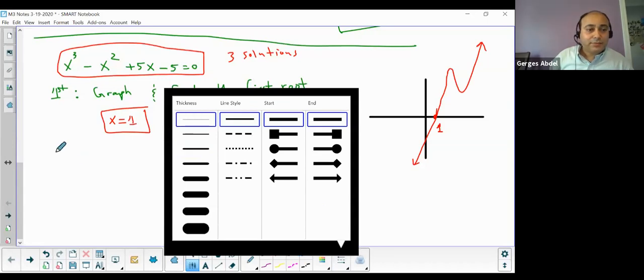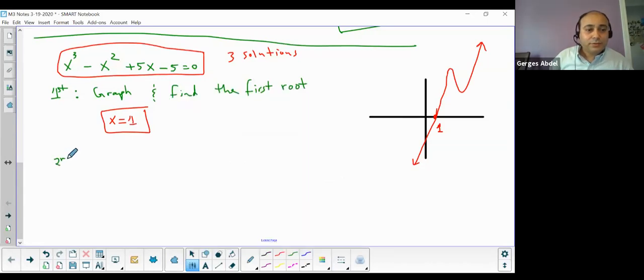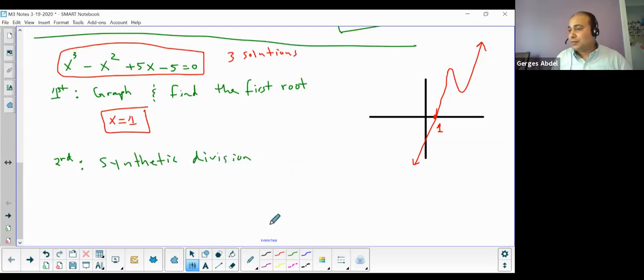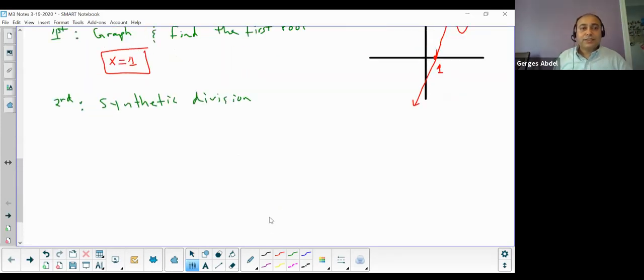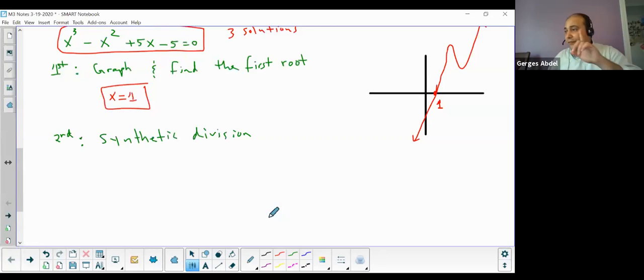Your second step, you're going to use synthetic division to find the other two roots. Okay, how do you use synthetic division? Basically, the first root is one. That's your first root, so you're going to put it right here. Positive one.